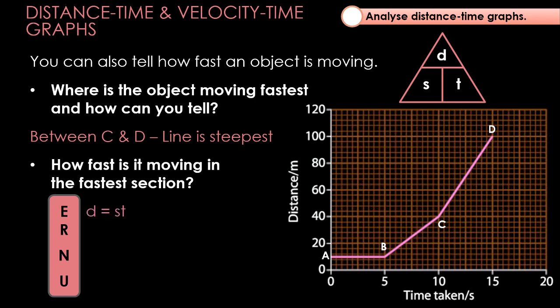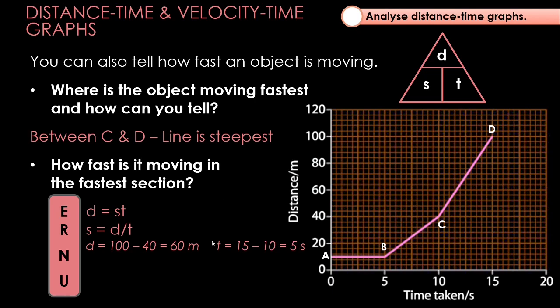The equation I'm going to use is D equals ST. Distance equals speed times time. I'm going to rearrange it like this. Speed equals distance divided by time. The numbers I'm going to use, well, for my D value, I'm going to use 100 minus 40. So that's the distance that it ends up at versus the distance that it started at, 100 minus 40, which is 60 meters. And for the time, I'm going to do 15 minus 10, which is 5 seconds.